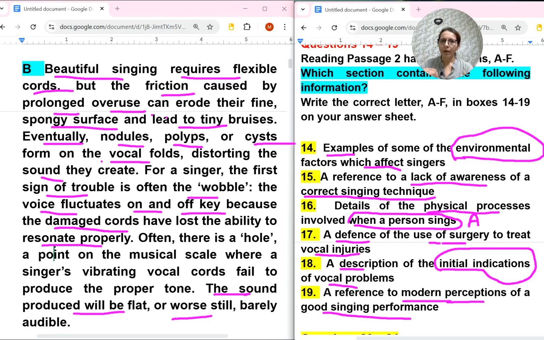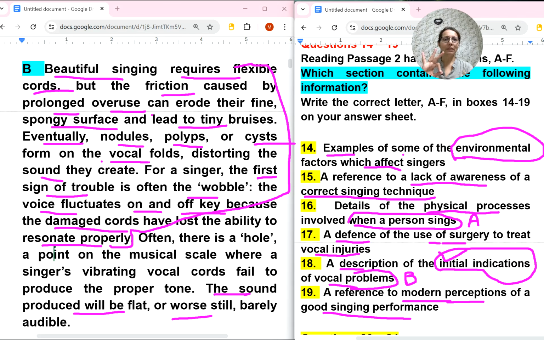So I have read from here to here. If you read it again, you will come to know what they are talking about, because here they are saying for a singer, the first sign of trouble is often the wobble. The voice fluctuates on and off key because the damaged cords have lost the ability to resonate properly. So some problem they are talking about, and the first word is also here. A description of the initial indications of vocal problems. So vocal problems definitely they are talking about, and with the help of this, initial means first sign of trouble. Trouble is problem. So we will match it with B number paragraph.